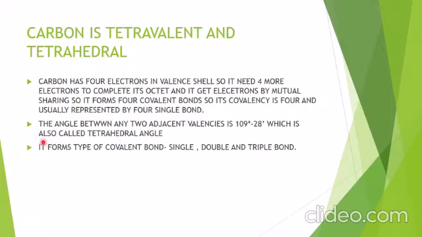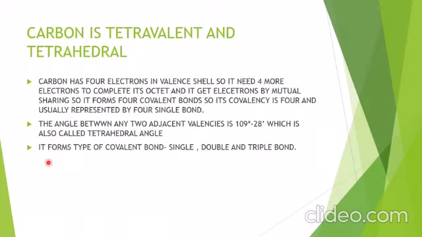Now Dutch scientist J. van 't Hoff and French scientist C. Le Bel, both independently in 1874, pointed out that the 4 valencies of carbon do not lie in a plane but are directed towards the 4 corners of a regular tetrahedron. In other words, carbon is tetrahedral. The angle between any two adjacent valencies is 109 degrees 28 minutes, which is also called the tetrahedral angle. This angle 109 degrees, I have used a star instead of the degree symbol, is also called a tetrahedral angle.